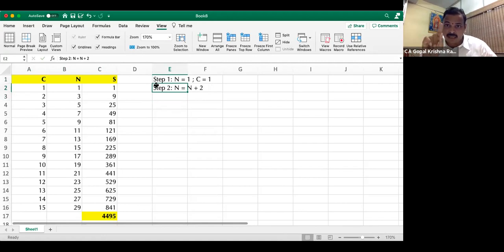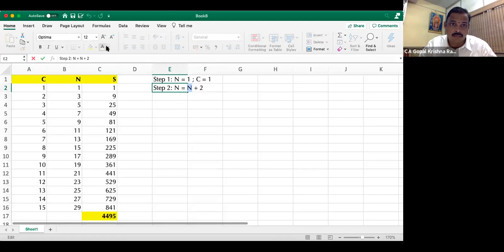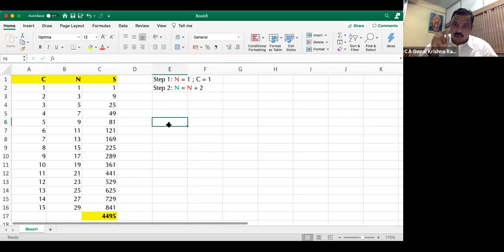So right hand side n is old n, left hand side n is new n. So this is old. This n is actually old n. So red color, this n will be green color. So this was your old n. So n is 1, so 1 plus 2 will become 3. Then again the n will become 3 now. Then 3 plus 2 will become 5. Okay, so that is step number 2.